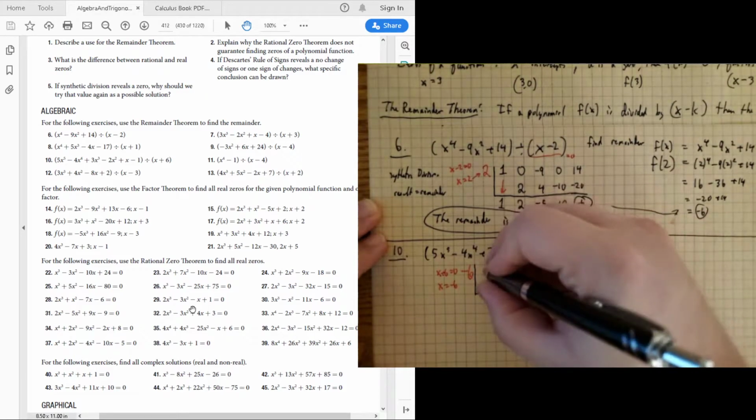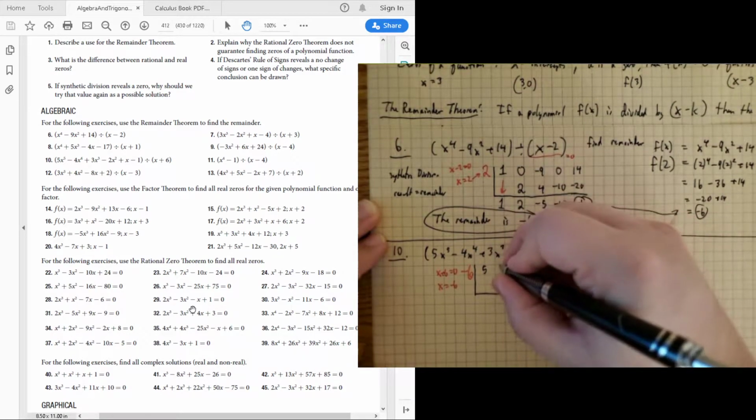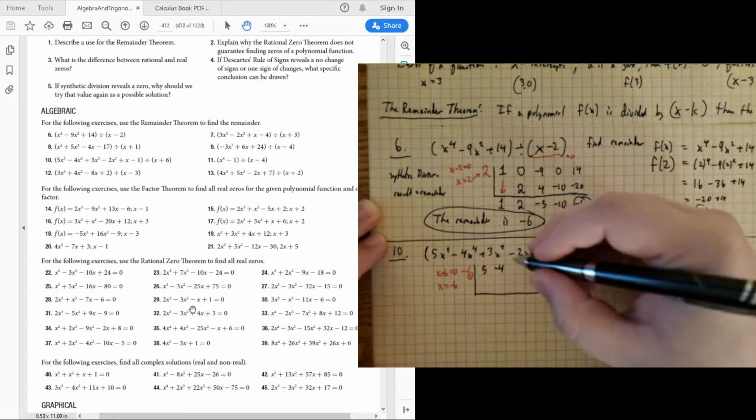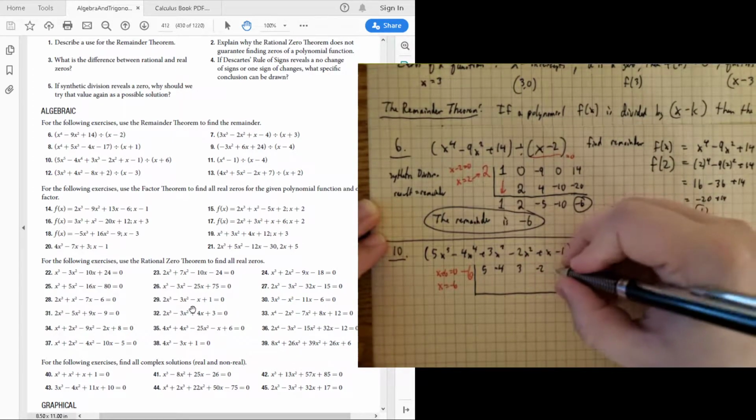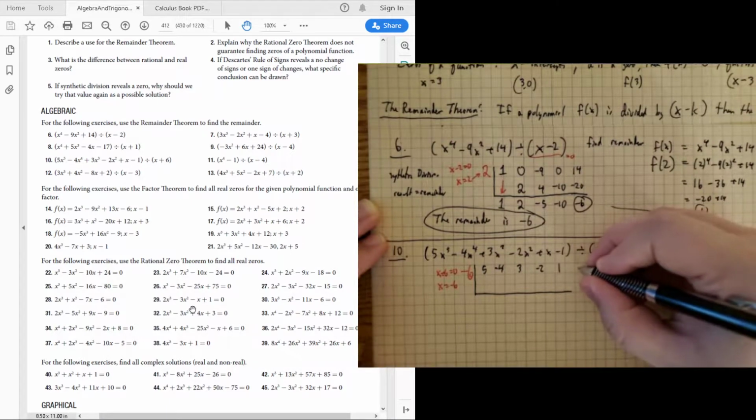How many x to the fifths do I have? 5. How many x to the fourths? 4, but there's negative 4 of them. How many x to the thirds? 3 of them. How many x squareds? Negative 2 of them. How many x's? 1 of them. How many constants? Negative 1 of them.